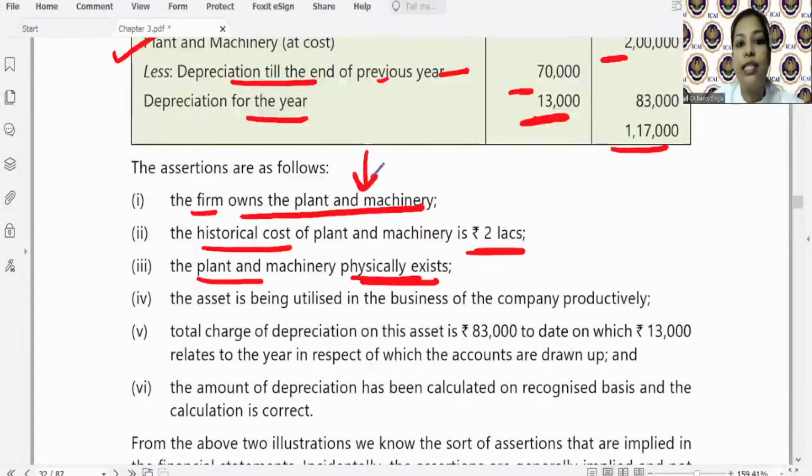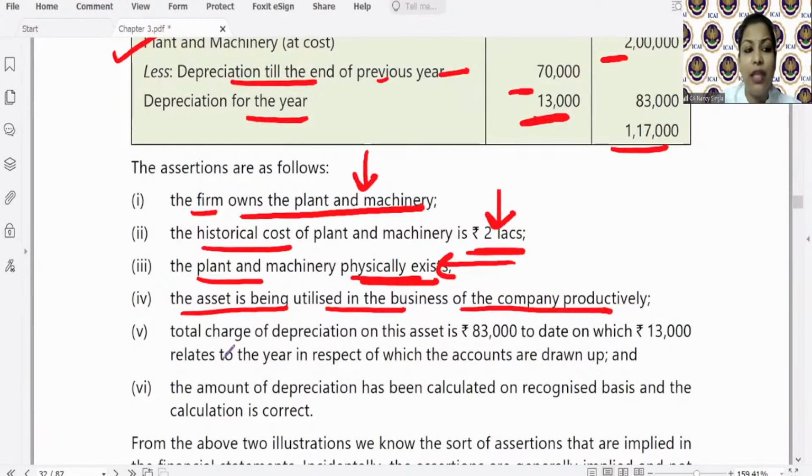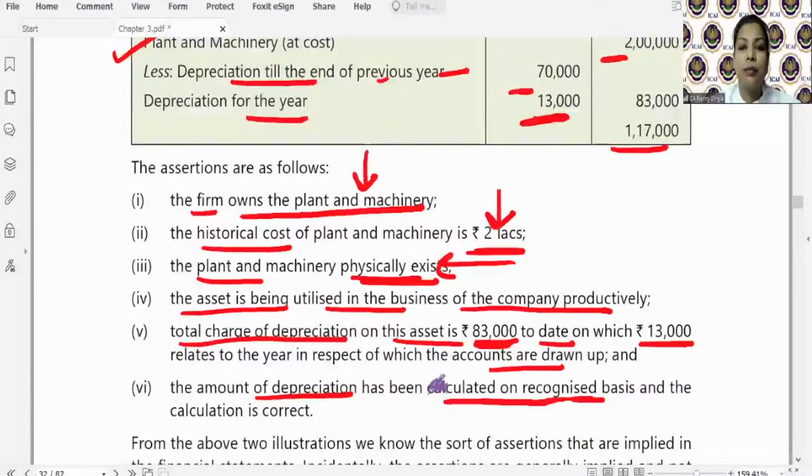कैसे? यहाँ पर इनवॉइसेस देख लेंगे हम, यहाँ पर जो भी डेप्रिसिएशन शेड्यूल है वो देख लेंगे, यहाँ पर इंस्पेक्शन कर लेंगे, फिजिकल एग्जामिनेशन. The asset is being utilized in the business of the company productively. Total charge of depreciation of this asset is 83,000 to date, to which 13,000 relates to the year in respect of the accounts, like to the current year. The amount of depreciation has been calculated on a recognized basis. है ना. तो auditor will check all these assertions only by performing the various audit procedures that we have discussed.